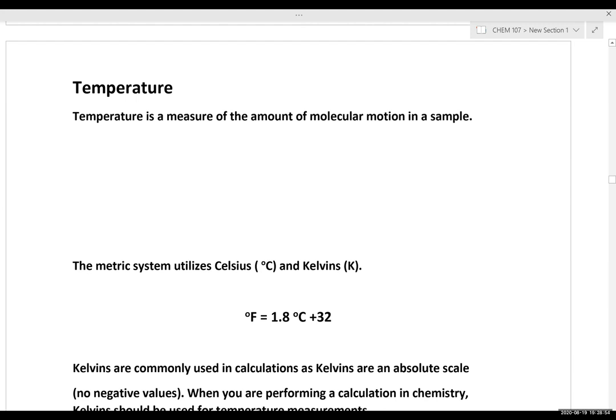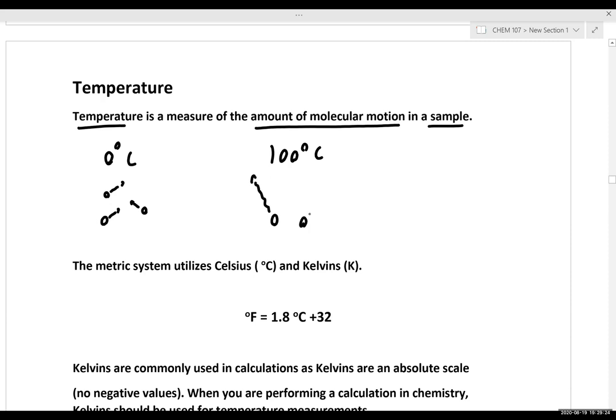And this is related to temperature. First and foremost, temperature is a measure of the amount of molecular motion in a sample. So at 0 degrees Celsius, we have a relatively small amount of molecular motion. Whereas at 100 degrees Celsius, we have a large amount of molecular motion. So temperature serves as a proxy for the amount of molecular motion in our sample.